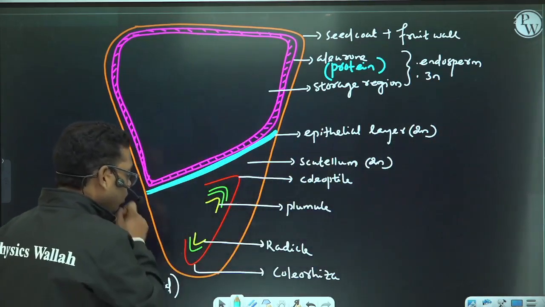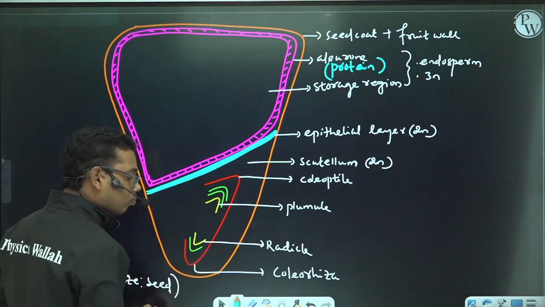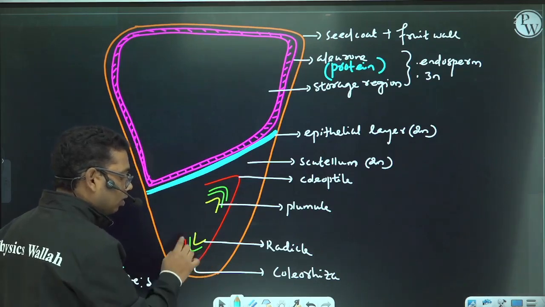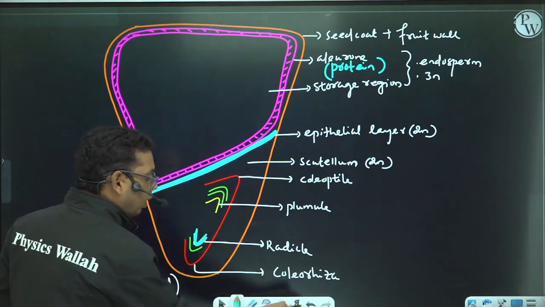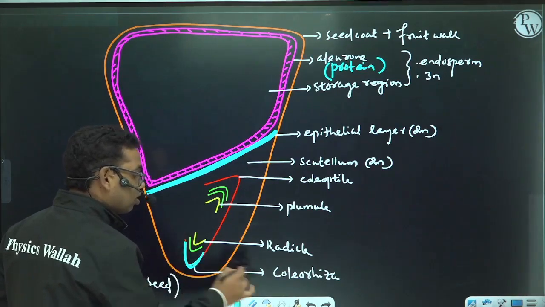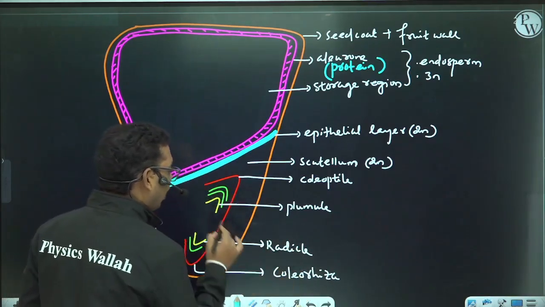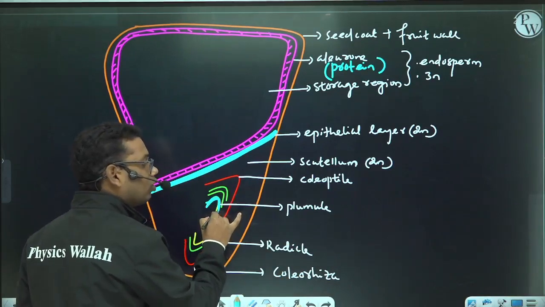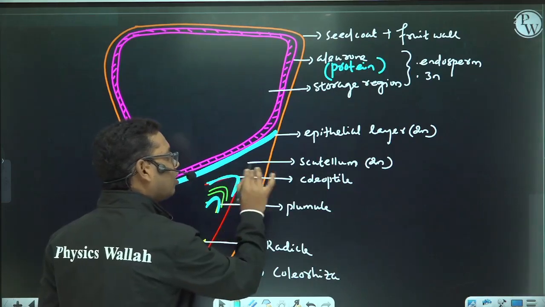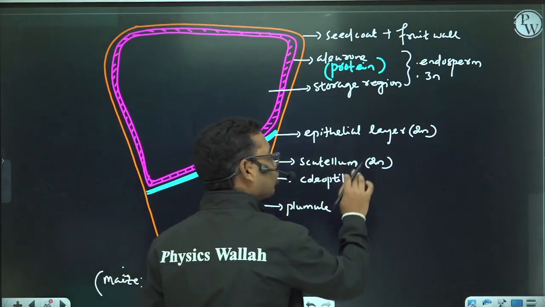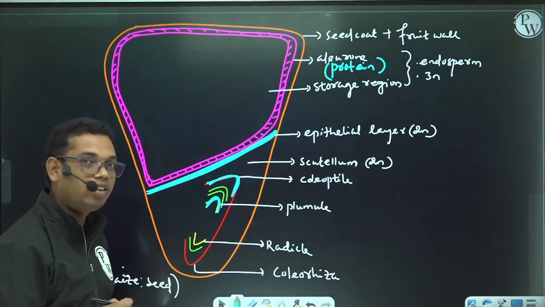Here there is a structure called the radicle. This radicle on the outer side is protected by the coleorhiza. This is very, very important: which structure provides protection to the radicle? It is the coleorhiza. This structure is the plumule, and the plumule on the outer side is protected by the coleoptile. This is the single large cotyledon, called the scutellum, which is shield shaped and lateral in nature.